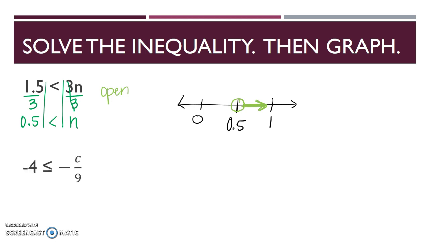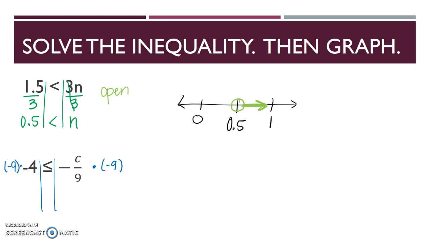And our last question, we've got -4 is less than or equal to -c over 9, or -c ninths. So here, this is a division problem, so we're going to use multiplication to solve it. And we need to get rid of both the negative and the denominator 9 to get c all by itself. So we're actually here multiplying by a -9. So we'll multiply this left side by a -9 as well.